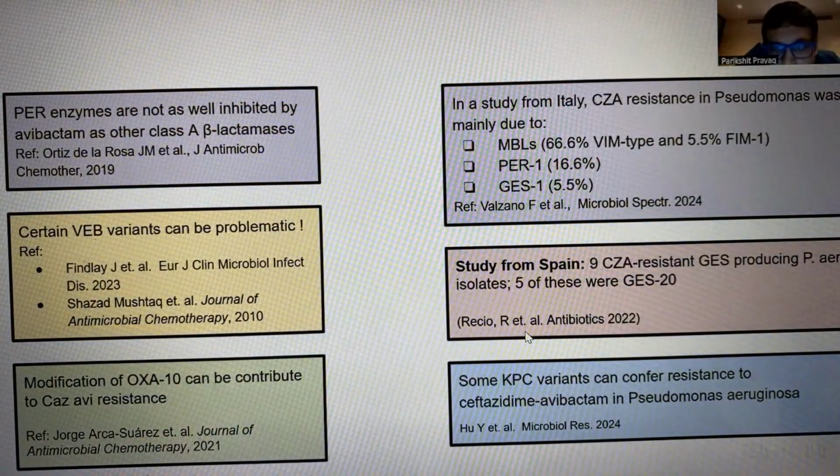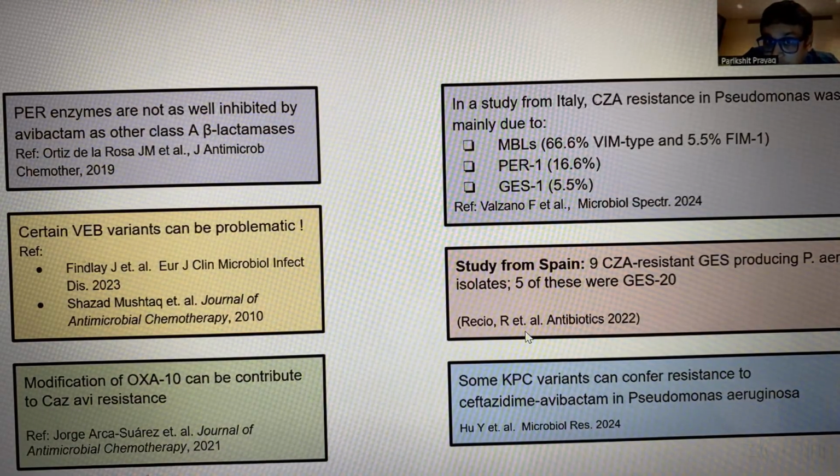Which brings us to the question: what are the possible mechanisms when the Caz-Avi aztreonam synergy fails for a carbapenem-resistant Pseudomonas? Like I said, one could be efflux-mediated resistance, wherein the synergy of Caz-Avi aztreonam is failing. There could be others as well. For example, you could have certain PERs and VEBs, wherein the avibactam is not going to be able to take care of them, and they in turn are going to destroy our aztreonam. You could have certain GES variants, like I said in the beginning, which are refractory to inhibition by avibactam. So avibactam may not be able to take care of all the GES variants.